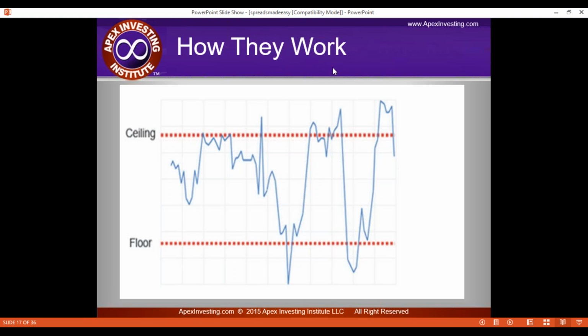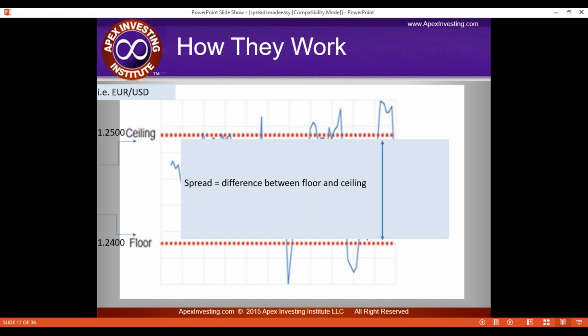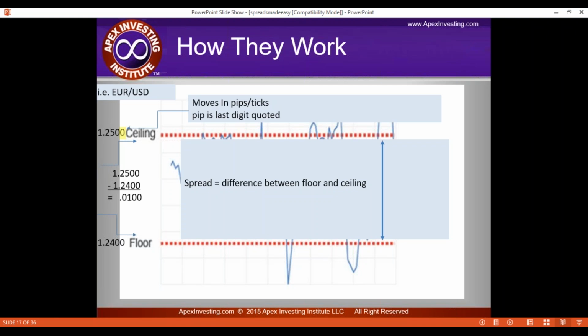All right, spreads again are based on $1 per tick of movement. A spread has a ceiling or a top, and it has a floor or a bottom. So again, there's just a top and bottom, ceiling or floor. So let's just say, for example, this is an example of, say, the euro dollar. Let's say the floor of this spread was 1.2400 and the ceiling of the spread was 1.2500. Okay, so the spread is the difference between the floor and the ceiling. All right, so this is a 100 pip spread. There's 100 pips between the ceiling and the floor. And again, it moves in pips or ticks.